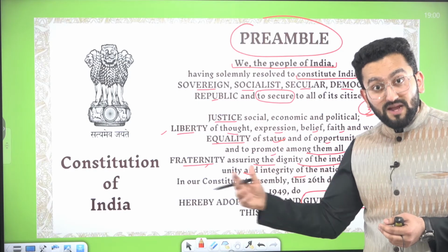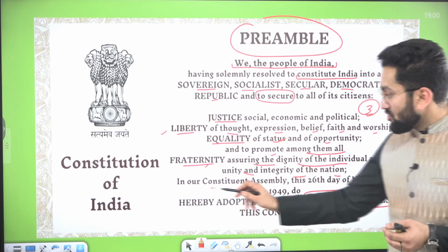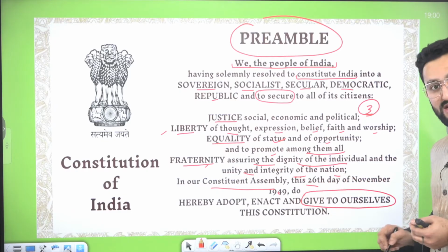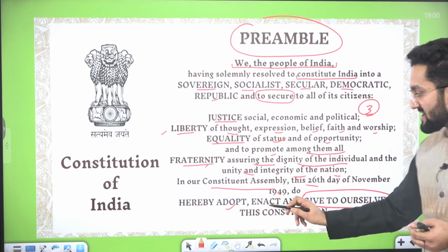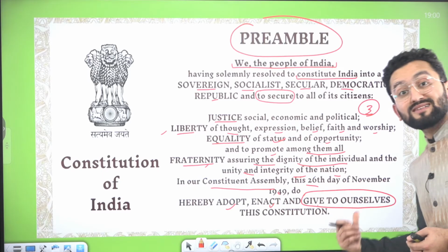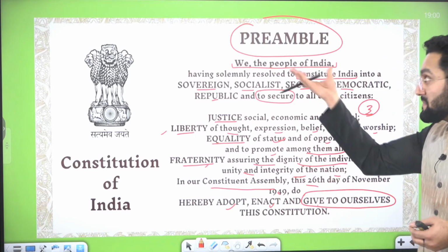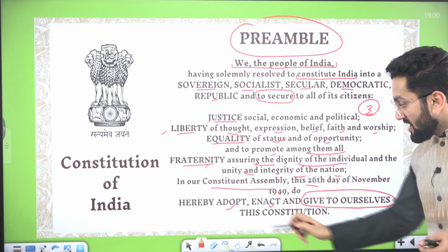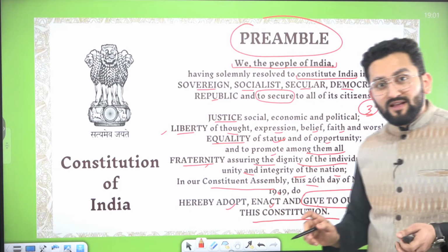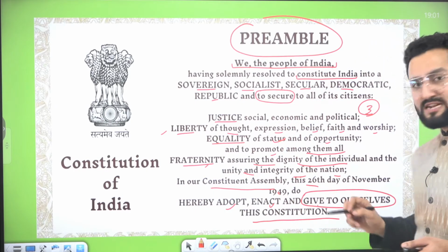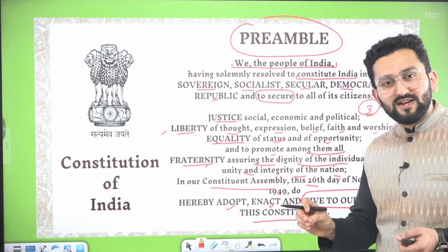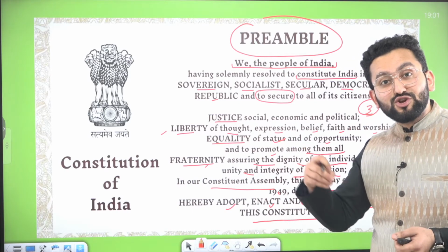They have impact. In our Constituent Assembly, this 26th day of November 1949, do hereby adopt, enact and give to ourselves. It means the people of India are giving this Constitution to themselves, right? So why is this particular statement used? So that it establishes the fact that the people of India gave this Constitution to themselves.